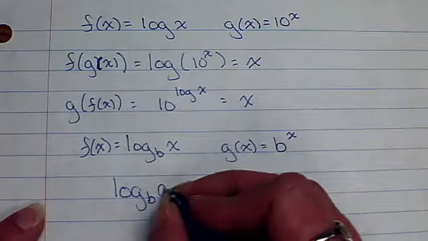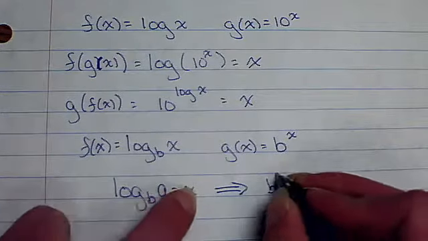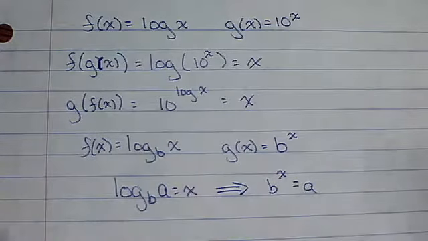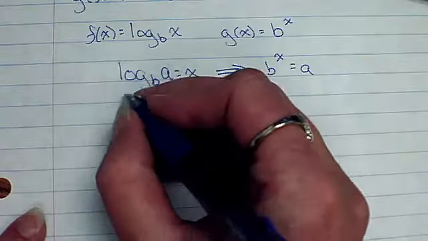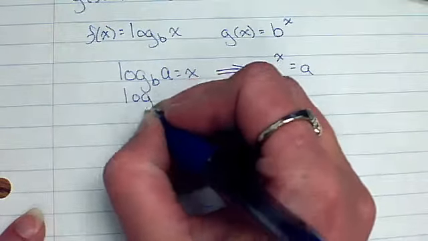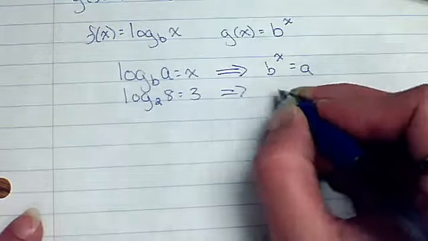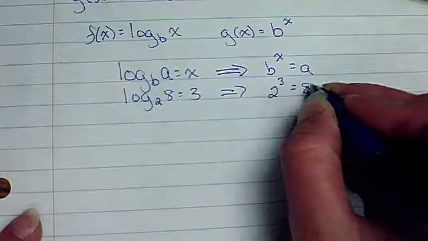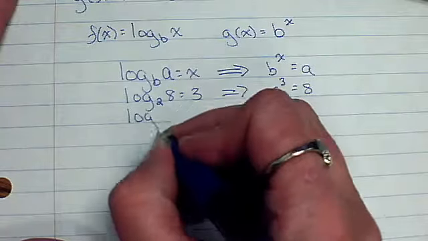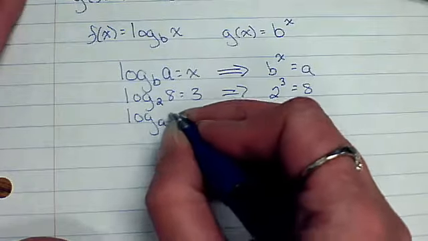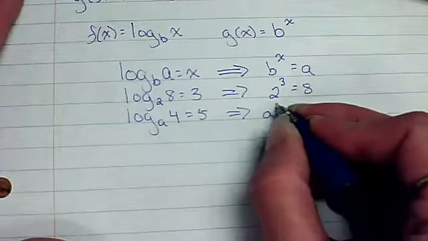So let's do a equals x. They always rewrite the base to the exponent equals the argument. Always like that. So let's do a few. Log base 2 of 8 equals 3. Is that true? Does 2 cubed give me 8? Well, it does. What if I'd had log base a of 4 equals 5? Well, that really means a to the 5th equals 4.